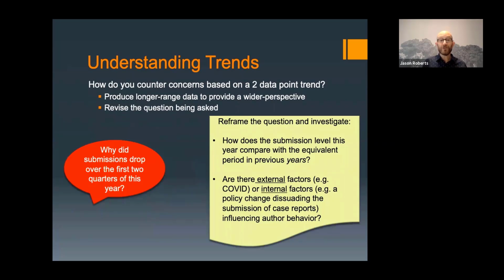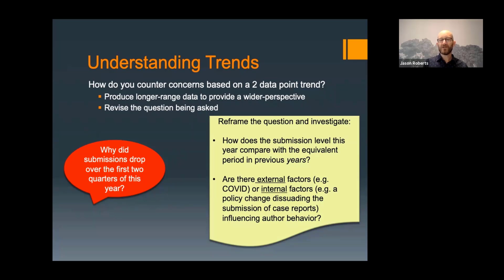So what should you do if your editor or your publisher or your society owner of the journal comes along and says, why did submissions drop over the first 2 quarters of this year? And they're pointing a finger at you, or they're asking you to get this sorted. Something's going wrong. Well, before we hit the panic button, reframe the question and investigate this.